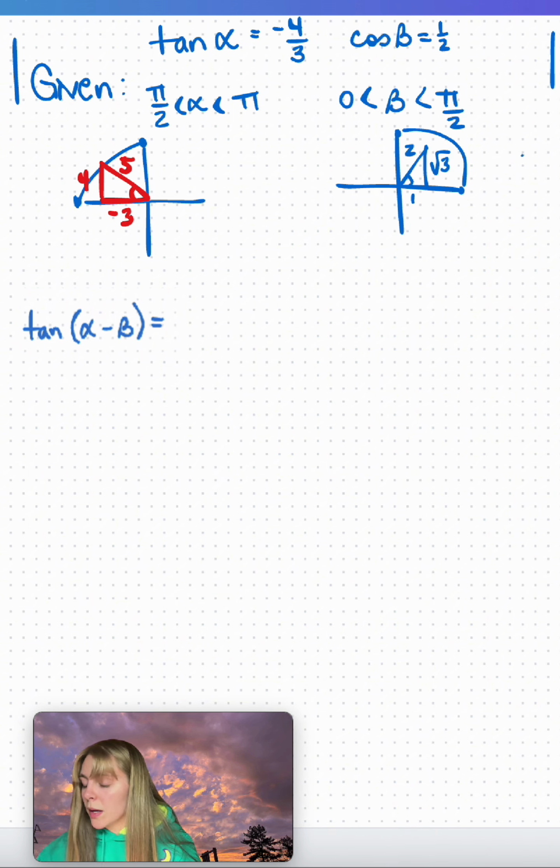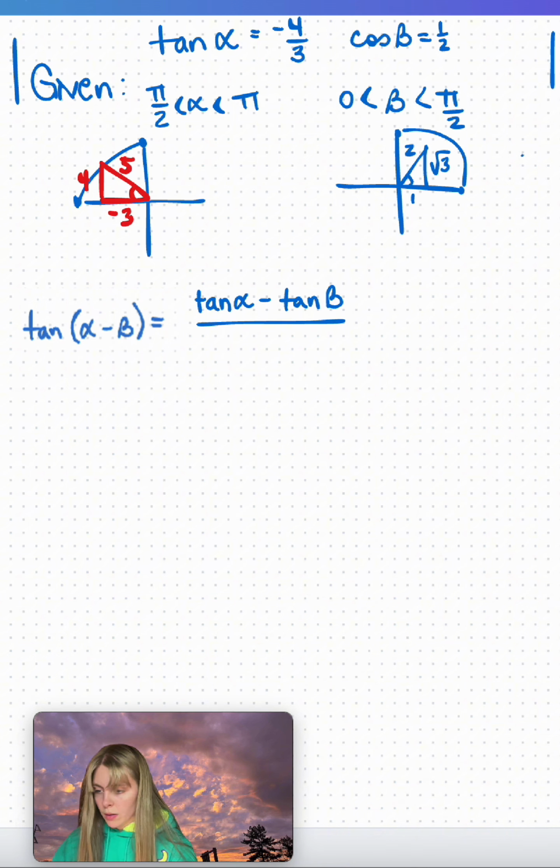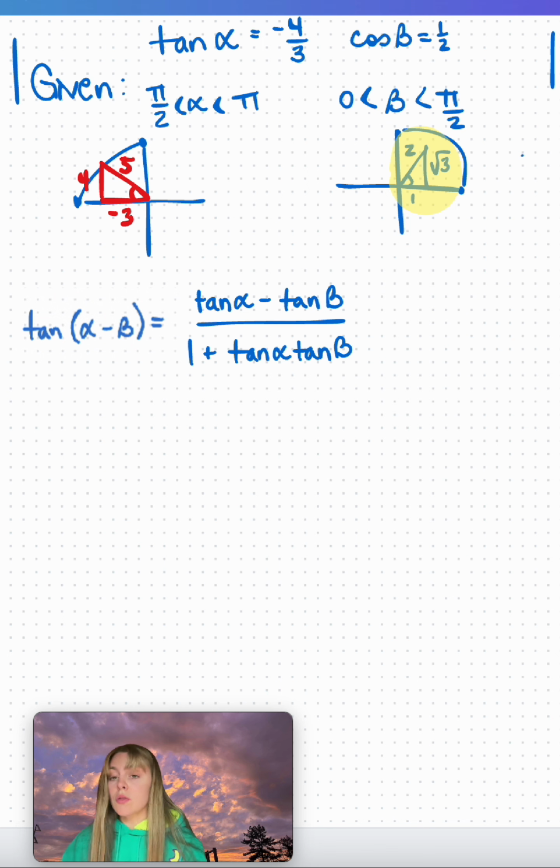Now the reason I did this is because when I look at my sum and difference formulas, I need more information than what they gave me. So I am looking for tangent of alpha minus beta. When I look at that formula, I have tan alpha minus tan beta over 1 plus tan alpha tan beta. Okay, we needed to draw the triangle for beta because we need the tangent value. So tan beta would be opposite over adjacent. So tan beta is going to be √3 over 1, which is of course just √3.